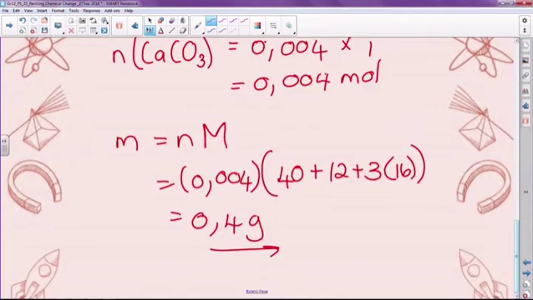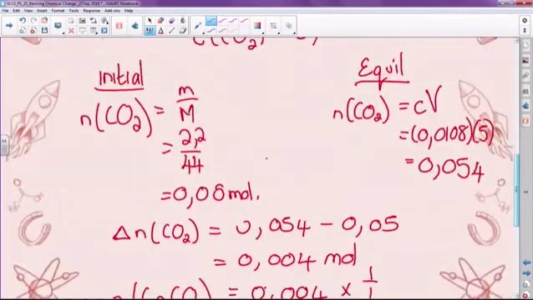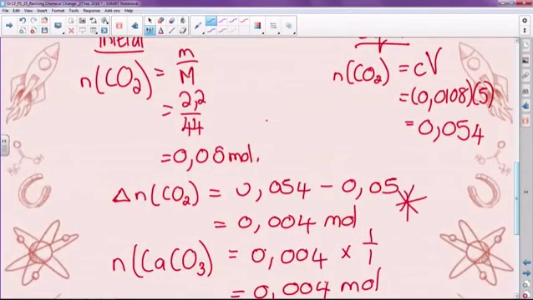It's more difficult to use the Kc table because you've got solids, okay? You don't have concentrations at the end. Makes life a little bit more difficult. This was the trick right there, okay?